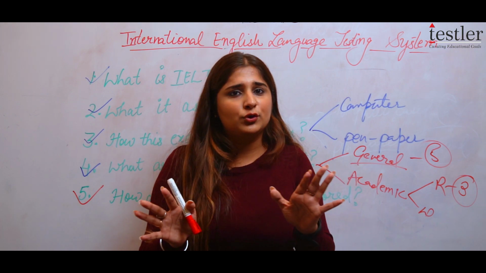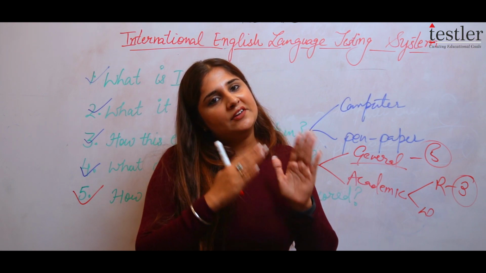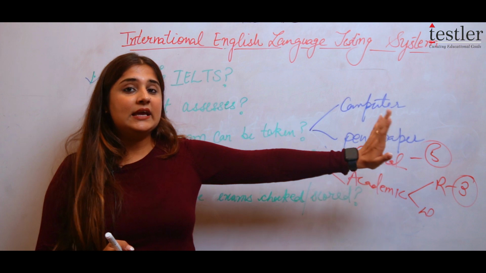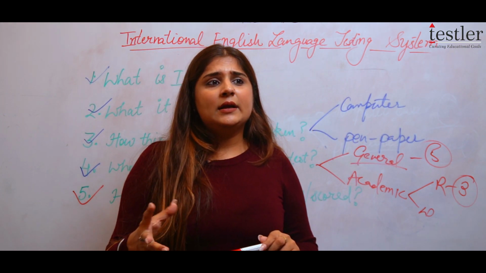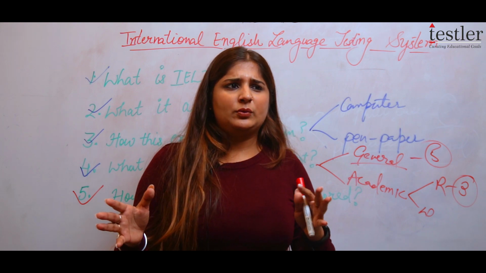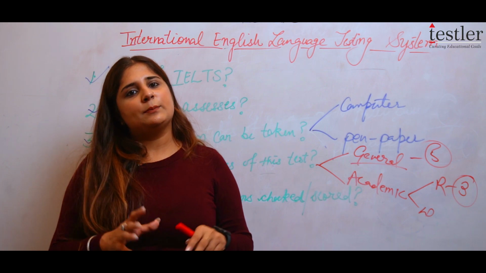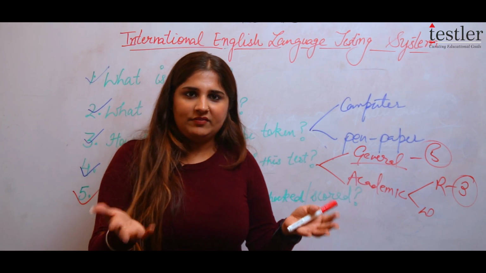So you are not supposed to think about it that whether these are going to be corrected or not. It will be definitely checked by AI itself or computer itself. But in case of writing and speaking, that will be checked by examiners. And again, in computer based, you get your result between 3 to 5 days. But in case of pen and paper, you will get your results in approximately 13 days after you have taken the exam.